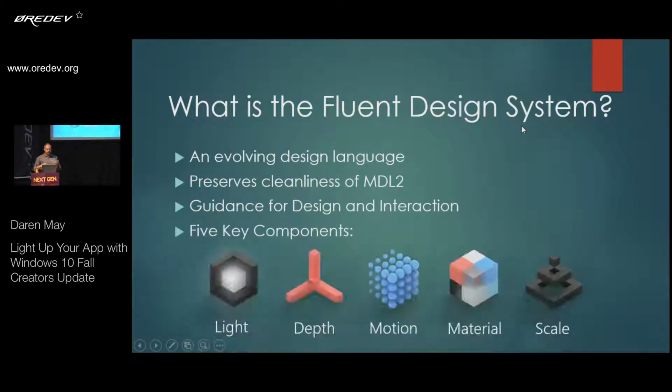So the Fluent design system has 5 key components to it. It has light, the ability to add lighting to your application and make it respond to light. Depth, the idea of having content placed above each other using transparencies and scaling to show that there's more content and depth to this content. Motion, so things move in and out in a pleasing way. Materials such as acrylic that makes everything more interesting. And scale, so that you can actually move things backwards and forwards in the Z order. This becomes increasingly more important as the world embraces mixed reality and virtual reality in its UIs.